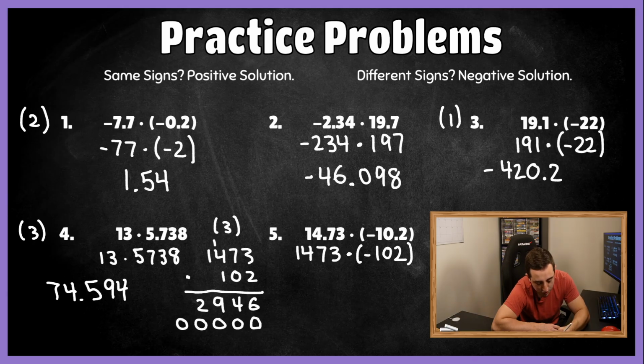And then on the last line, 2 zeros first. Then 1 times 3 is 3. 1 times 7 is 7. 1 times 4 is 4. And 1 times 1 is 1. And then we'll add it on the side here.